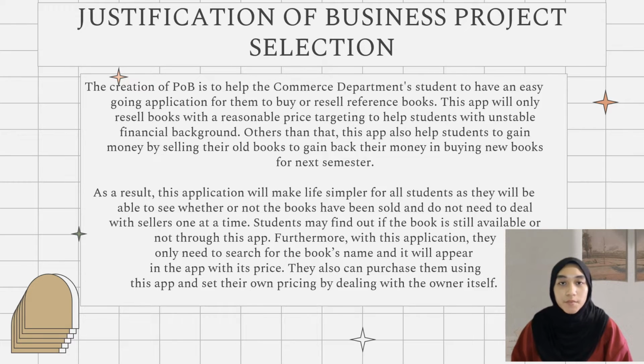Justification of business project selection. The reason for selecting this app, which is called Planet of Book or POB, is to help students sell and buy used books at a reasonable price. It will help students who have financial issues. In addition, POB will make student life easier with the app features, in which the user or buyer can see if the book is available or has been sold.